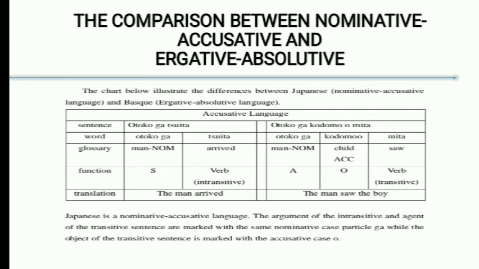The chart below illustrates the difference between Japanese and Basque. So, Japanese is a nominative accusative language. The argument of the intransitive and the agent of the transitive sentence are marked with the same nominative case particle, while the object of the transitive sentence is marked with the accusative case o.